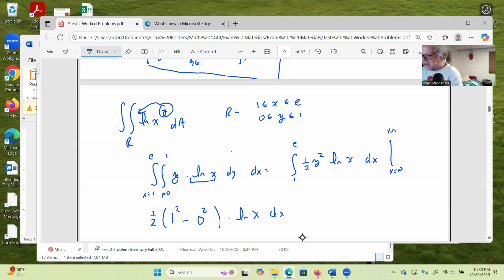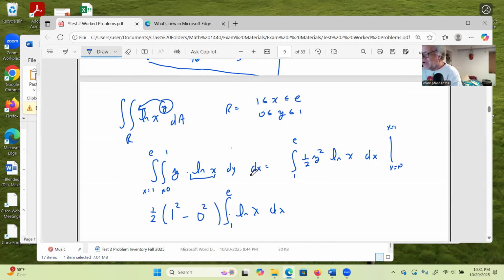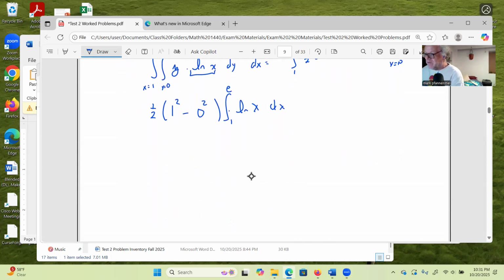And I still have to integrate with respect to x. So we're going to go with this 1 to e. All right, so we have to do this arithmetic. We have 1 squared, which is 1, minus 0 squared, which is 0. So we have 1 minus 0. So we have 1 half times the integral from 1 to e of the natural log of x dx.